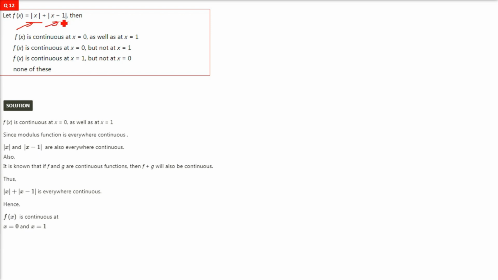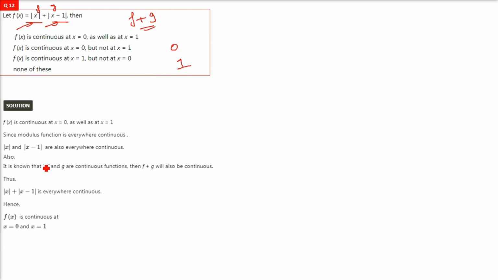Modulus is always continuous. So mod x, if you assume it to be f, it is continuous. Mod x minus 1, if you assume it to be g, it is again continuous. When you add them, f plus g, it will be again continuous. So when it is continuous, f(x) is continuous at x equals 0, x equals 1, because mod x is all about when it becomes 0.